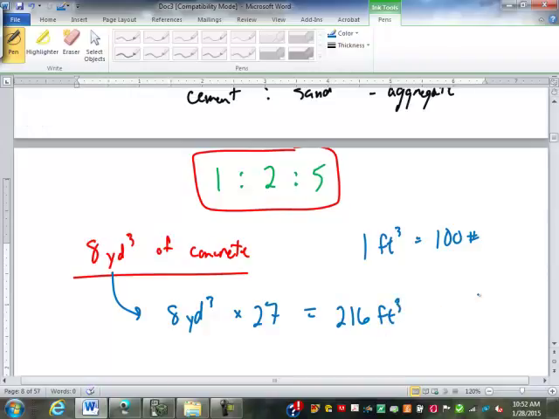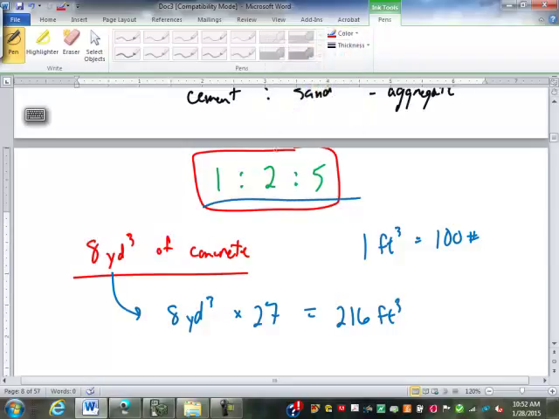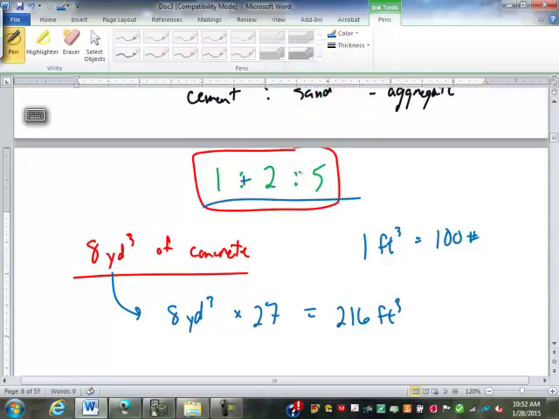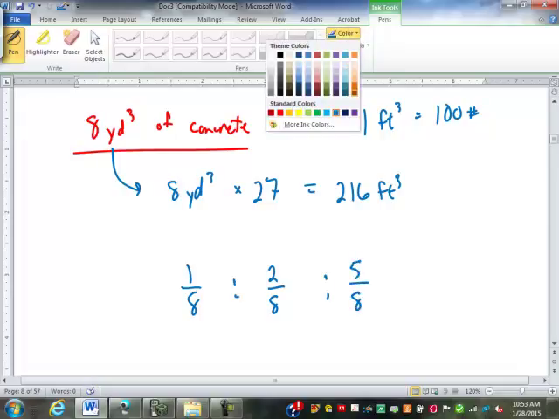Well, how are we going to use the 1 to 2 to 5 ratio? When we have a 3-part ratio like that, we find a total. What's 1 plus 2 plus 5? 8. So then what we do is we use a ratio of each ingredient to the total mix. So cement is now 1 to 8, 1/8 of the total mix. The sand is now 2/8 of the total mix, or 1/4. And the aggregate, the rock, is 5/8 of the total mix.